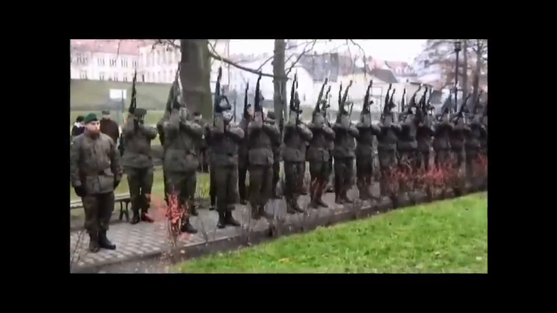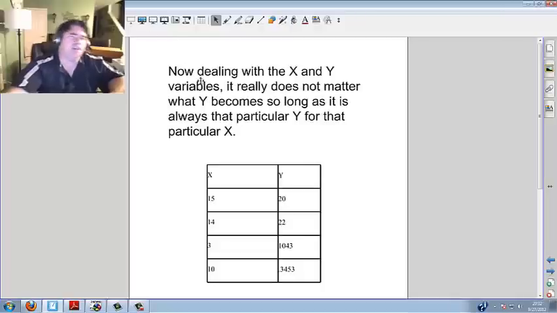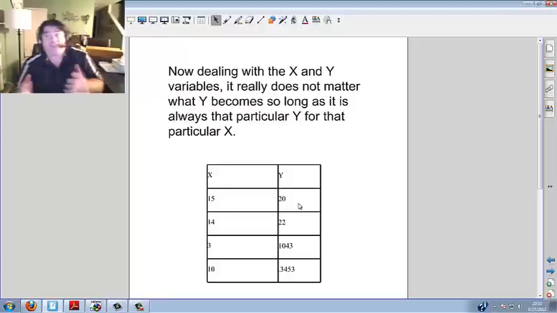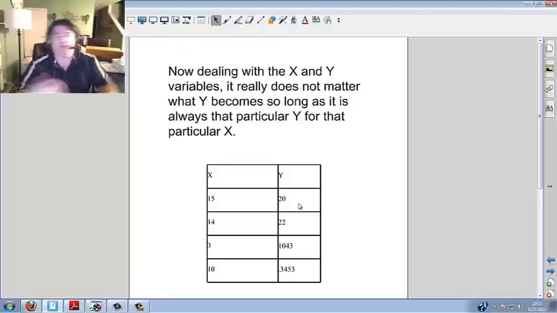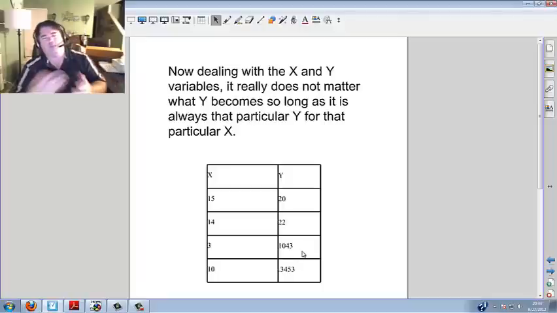And we're back. Now, dealing with X and Y variables, it does not matter what Y becomes so long as it always is that from that particular X. In other words, it doesn't matter that when X is 15, Y is 20, except that when X is 15, Y is always 20. And if X is 14, Y is 22. If X was 3, Y is 1043. It doesn't matter if we understand why it is. All that matters is that we understand that this gets us this.